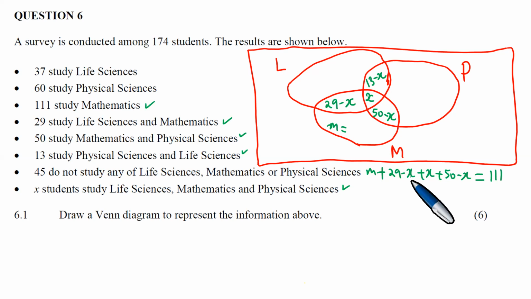Right. And then you have X minus X, which is zero. The X cancel out. Want to solve for m? Want to know how many do math only? So now you're going to have 29 and 50.